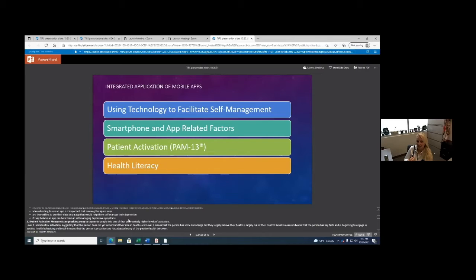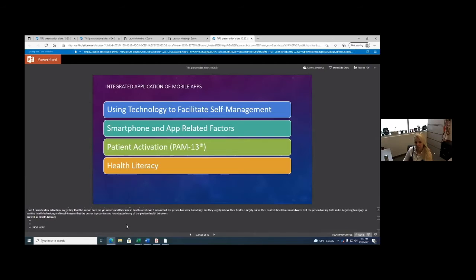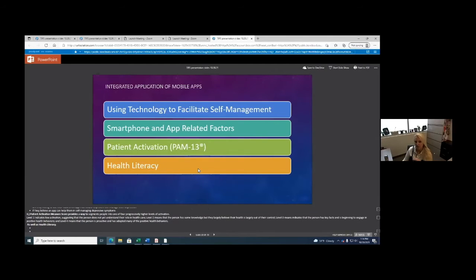And then that last, the level 4, is somebody who's probably already engaged in some self-management, and they've adopted quite a few positive health behaviors. So they would probably be able to take something like an app that has some of those self-management features built in and run with it. So we felt it was very important for us to understand the population that we're working with. How does that factor into it? And then also health literacy was a component that we really wanted to identify, if that would be something we would need to be aware of in order to best facilitate self-management using apps.